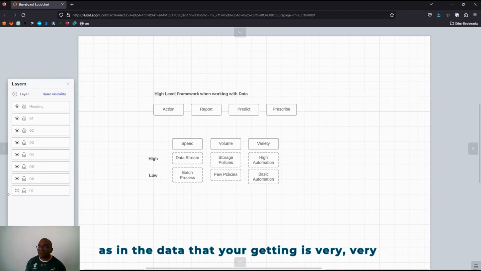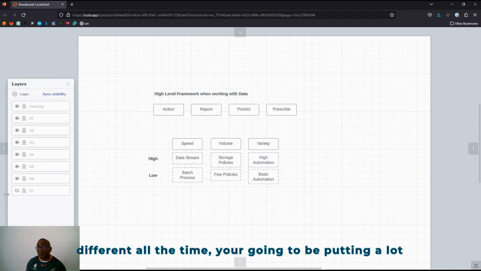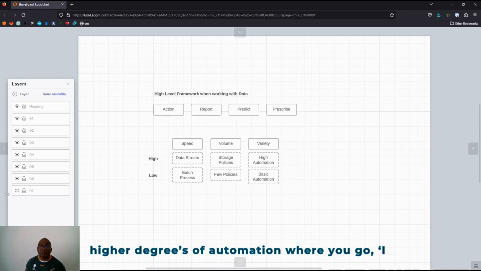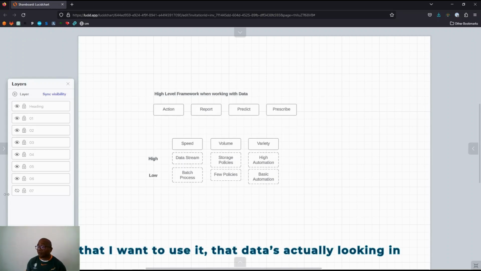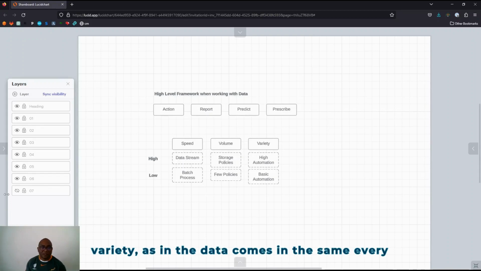The next area you're going to look at with regards to your variety is that if there's high variety, as in the data that you're getting is very, very different all the time, you're going to be putting in a lot higher degree of automation where you go, I need to run this data through some kind of process to make it clean, so that when I get it into my database or my app or wherever it is that I want to use it, the data is actually looking the way that it should.